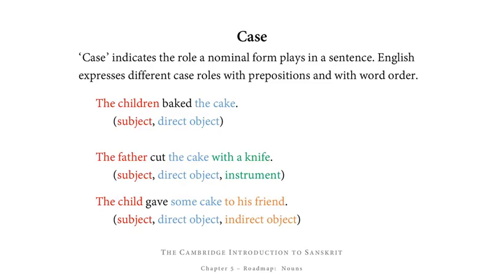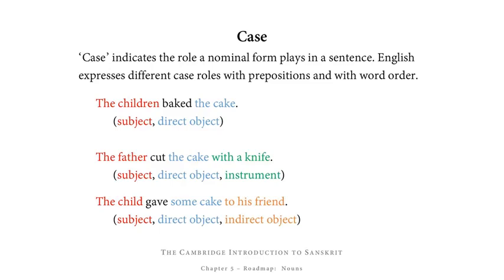Now, English expresses different case roles in two different ways. One with prepositions and two by means of word order. The first sentence here, the children baked the cake, is an example of case roles being expressed by means of word order. So the children baked the cake has the children before the main verb and the cake after the main verb. This is the only thing that expresses that the children are the subject and the cake is the direct object. If I were to change just the word order, the cake baked the children, then the cake, now standing before the main verb, would automatically be interpreted as the subject, whereas the children, now standing behind the main verb, would automatically be interpreted as the direct object, the thing being baked, no matter how unlikely, I admit, that is.